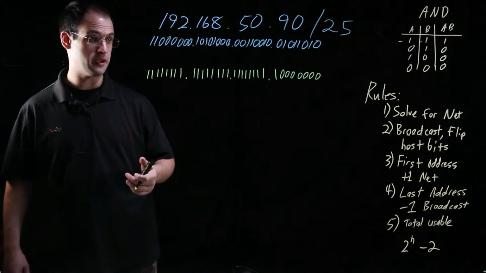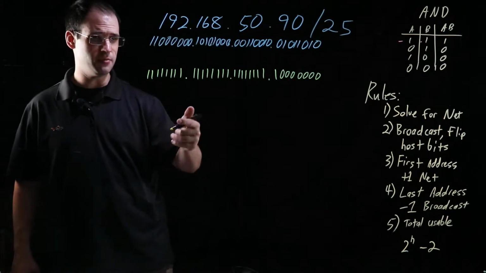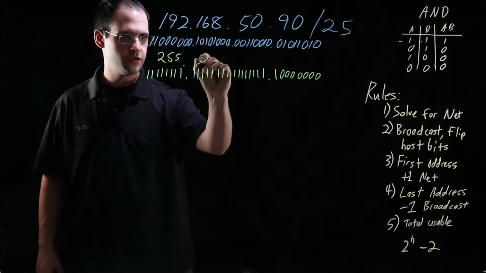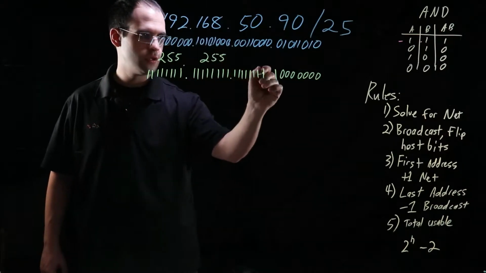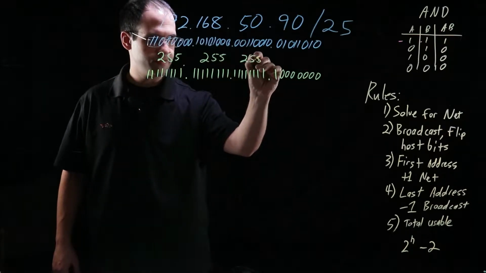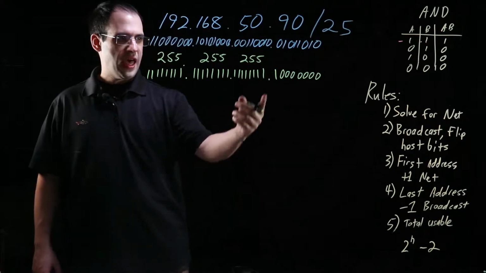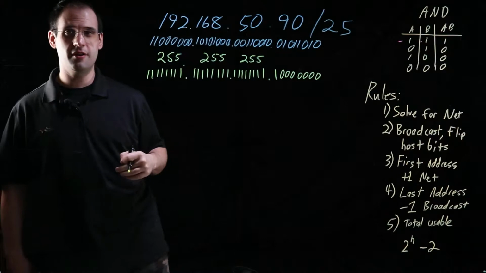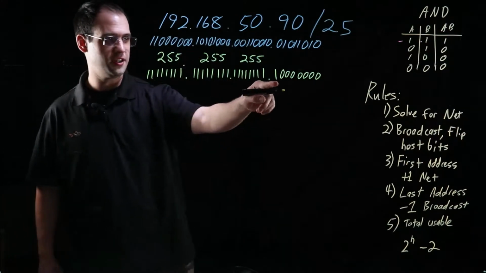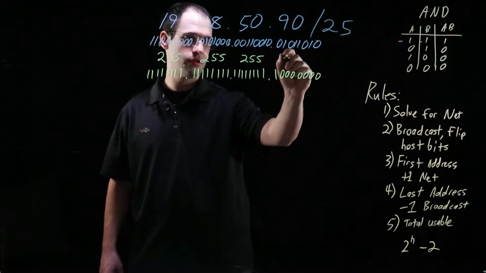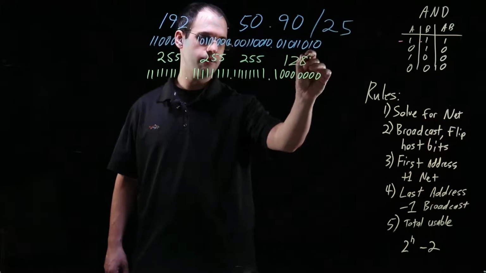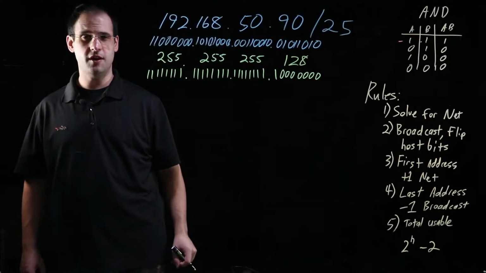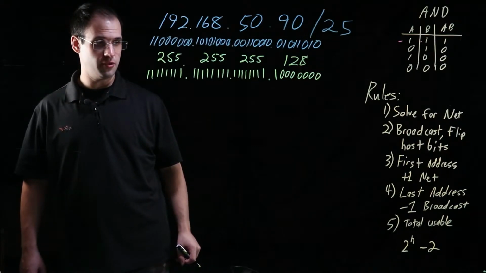That's a /25. So what's this in decimal? Well, we know this is 255, 255, 255. And what's the last octet? If you just drop that into our binary conversion table, you have a 1 in the 128 position and all zeros, so 128. So my subnet mask now is 255.255.255.128. Oh boy, what are we doing?